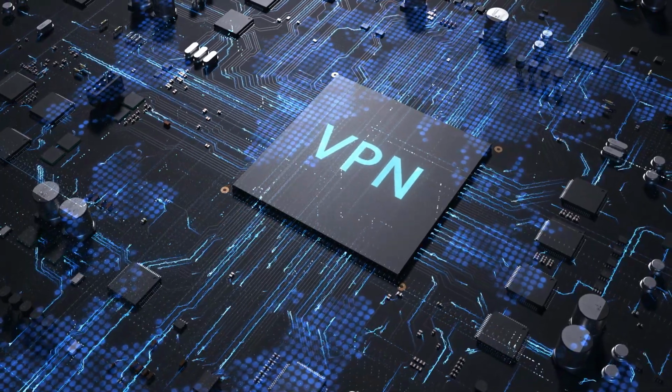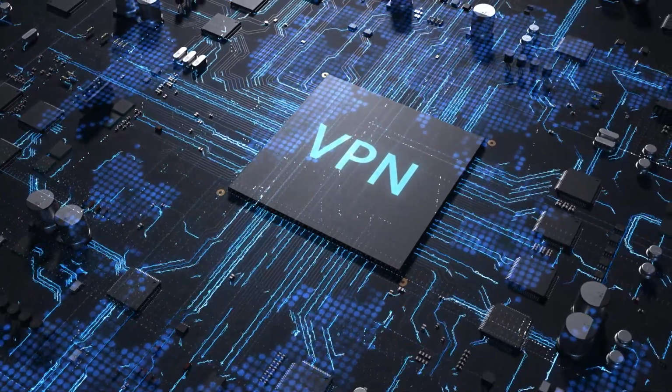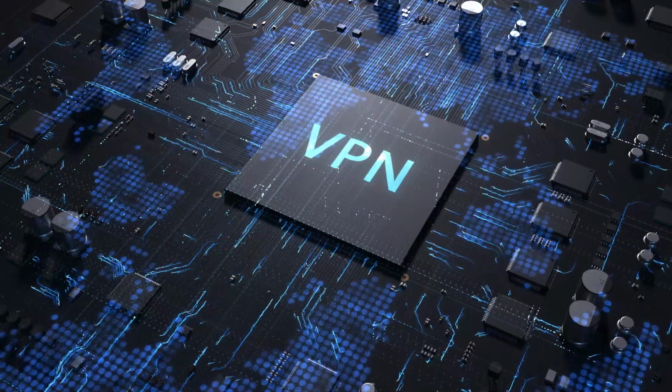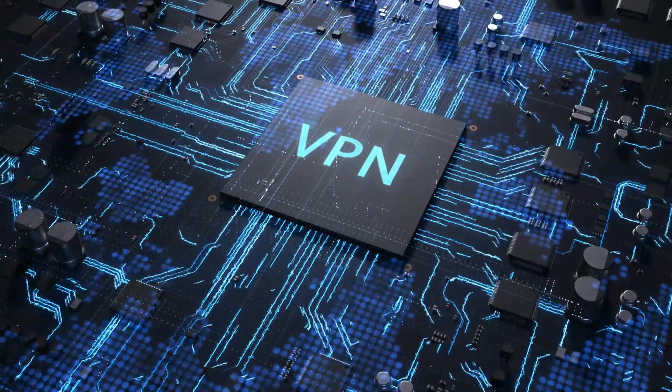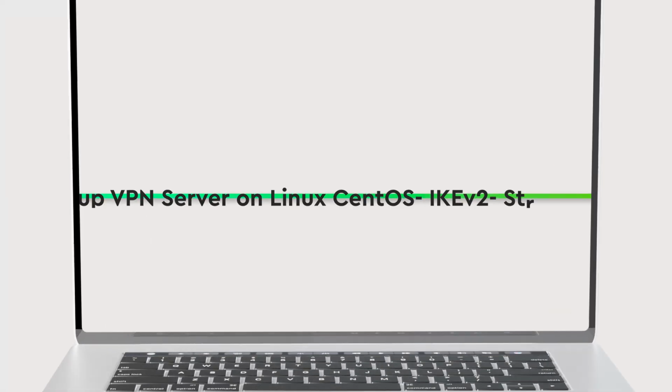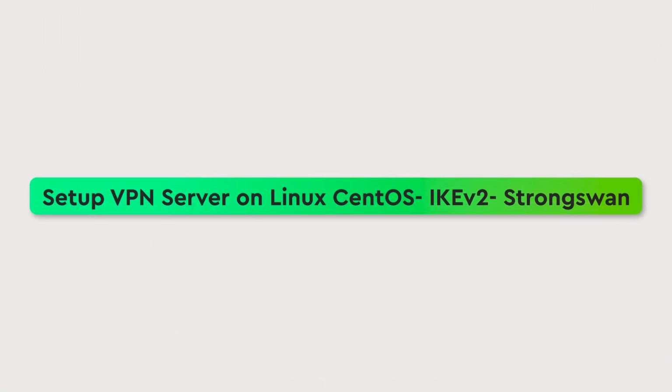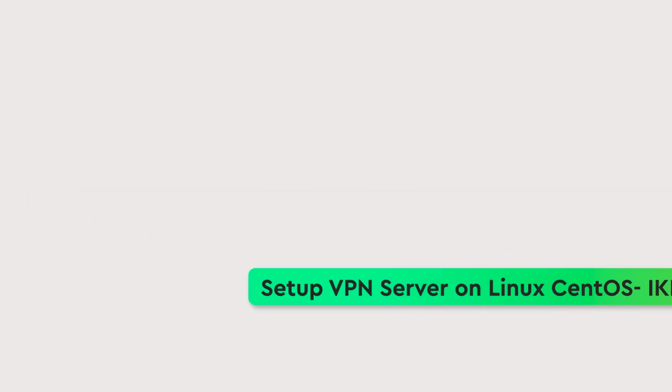Protecting your online privacy and security is crucial. Virtual private networks, VPNs, offer a powerful solution by encrypting your internet traffic and masking your IP address. This video will guide you through setting up your own IKEv2 VPN server on CentOS using StrongSwan. We'll cover everything from installation and configuration to connecting your devices to the secure VPN network.